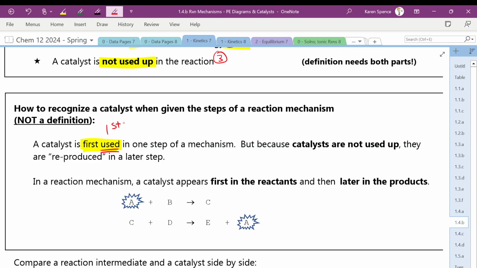But catalysts are not used up, therefore they are reproduced, second, in a later step. So it is the opposite of a reaction intermediate.